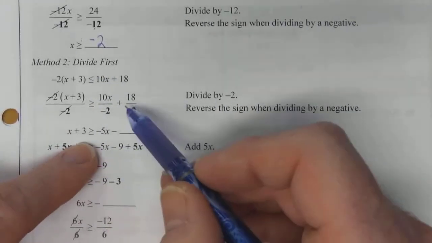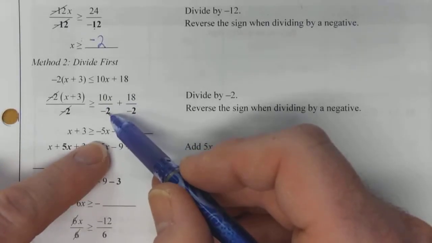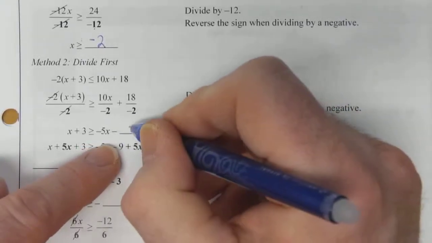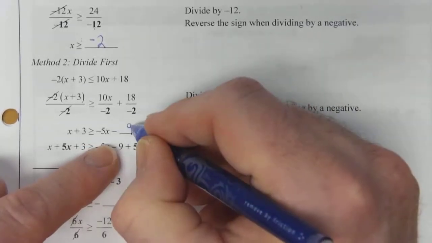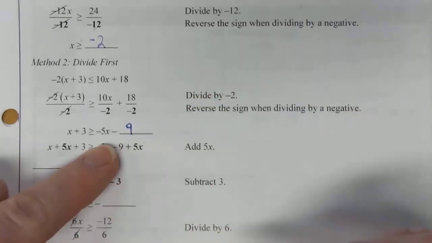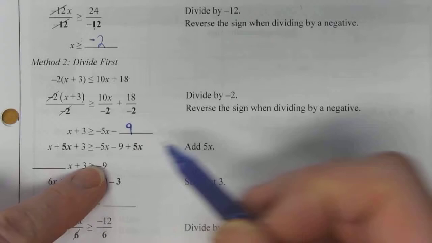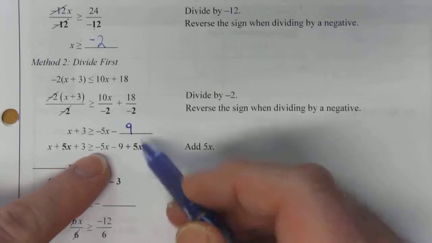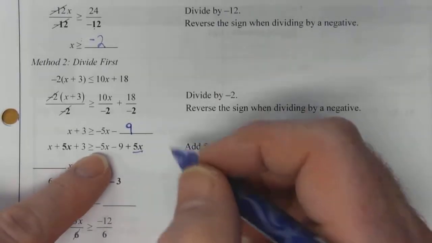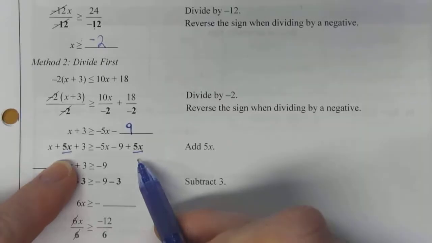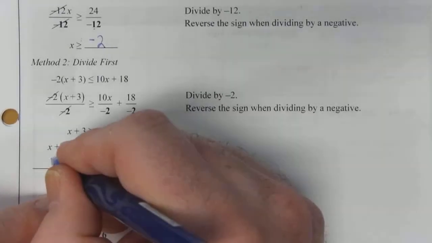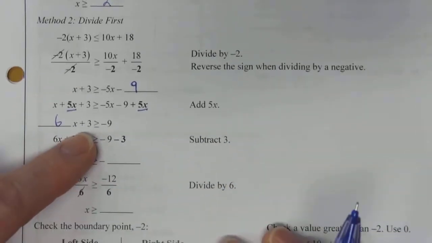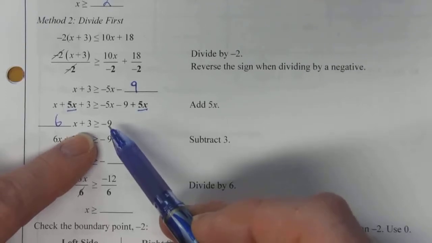So x plus 3. Now 10x divided by negative 2 becomes negative 5x. 18 divided by negative 2 becomes negative 9, or subtract positive 9, however you want to look at that. So now we can start to combine our terms. We've got a negative 5x on the right, so we're going to add 5x to move it from the right over to the left. So we add it to both sides. x plus 5x becomes 6x. So we've got 6x plus 3 is greater than or equal to negative 9.